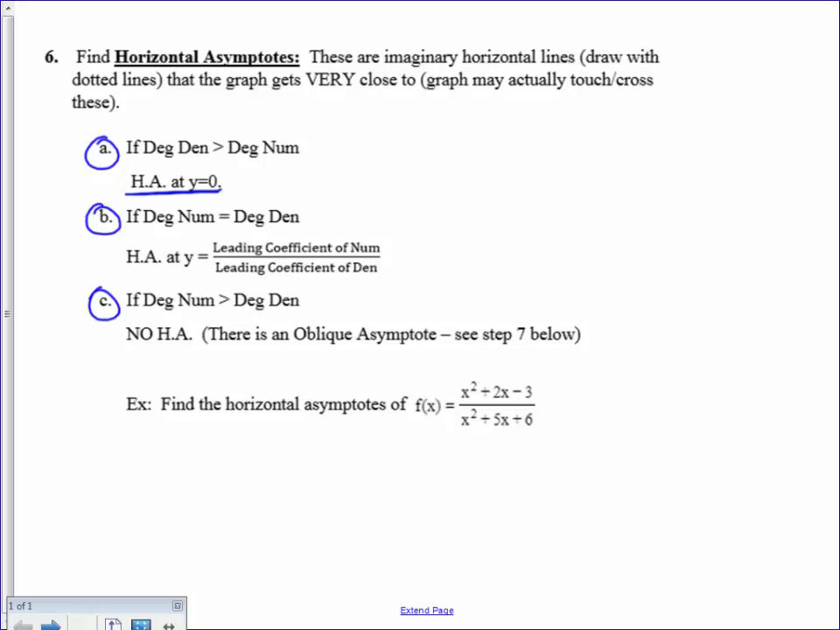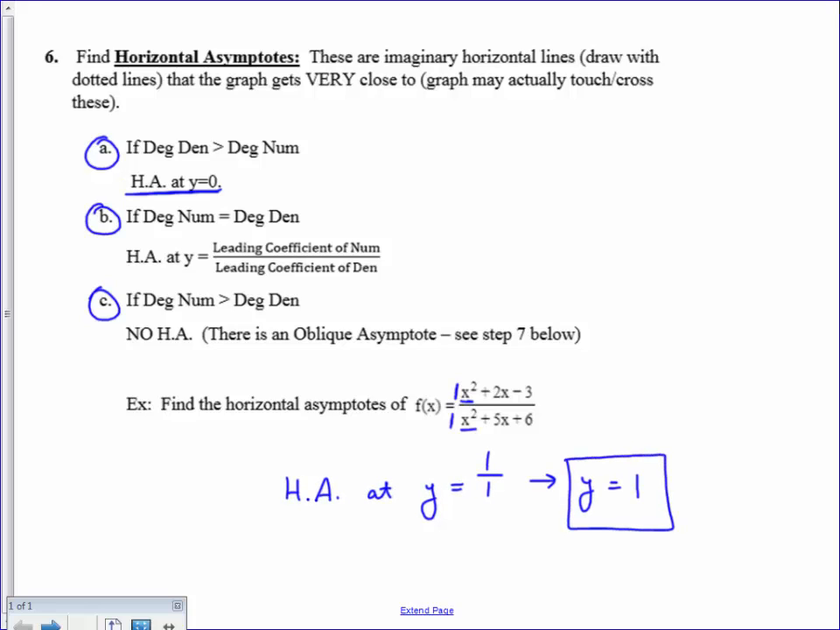We have the highest power of x in the top being 2, the highest power of x in the bottom being 2, so notice that the degree of the numerator equals the degree of the denominator. The leading terms are the front 2 terms having the highest power. The understood coefficients on this particular example are 1s. So this particular example has a horizontal asymptote at y equals 1 over 1, or just y equals 1.